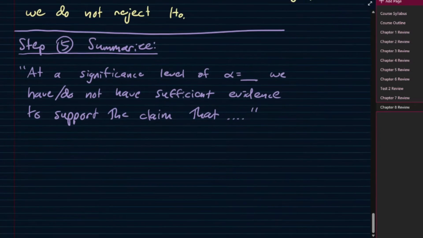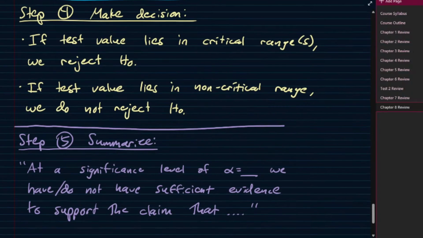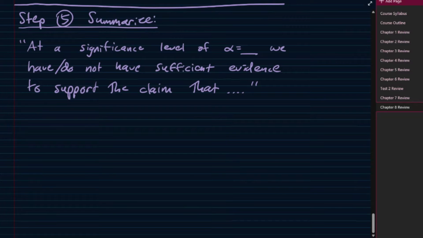They just want some sort of summary. So I would say, at a significance level of alpha equal to, say, 0.1, we have sufficient evidence to support the claim that, whatever H sub 1 is, or we do not have sufficient evidence to support the claim that, again, whatever H sub 1 is. So no need to write an extremely ridiculous summary. It could be very formulaic like this. You could do every single summary in this exact same manner, verbatim, essentially.